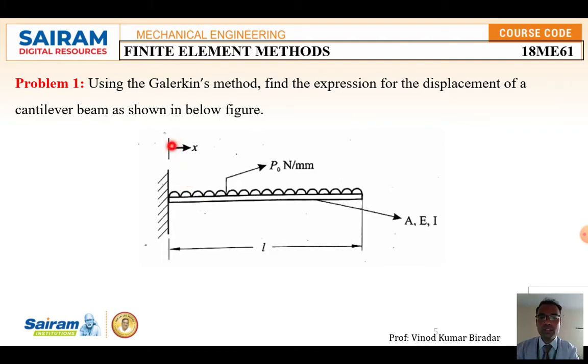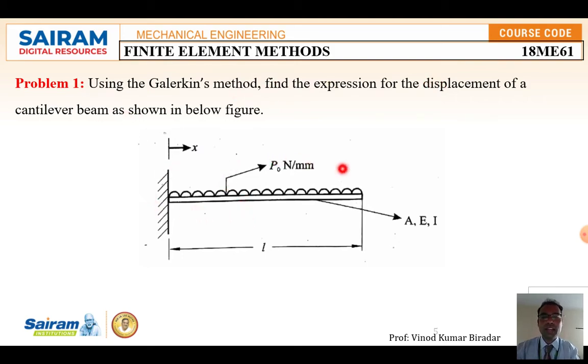Look here, this is a beam. Across the entire beam a uniformly distributed load is acting, denoted by P0, with unit Newton per mm. The total length of the given beam is L. Here the displacement takes place along x, and the given material properties are the area, Young's modulus E, and I, the moment of inertia. This is the question they have given, but our aim is to find the displacement function for the cantilever beam.